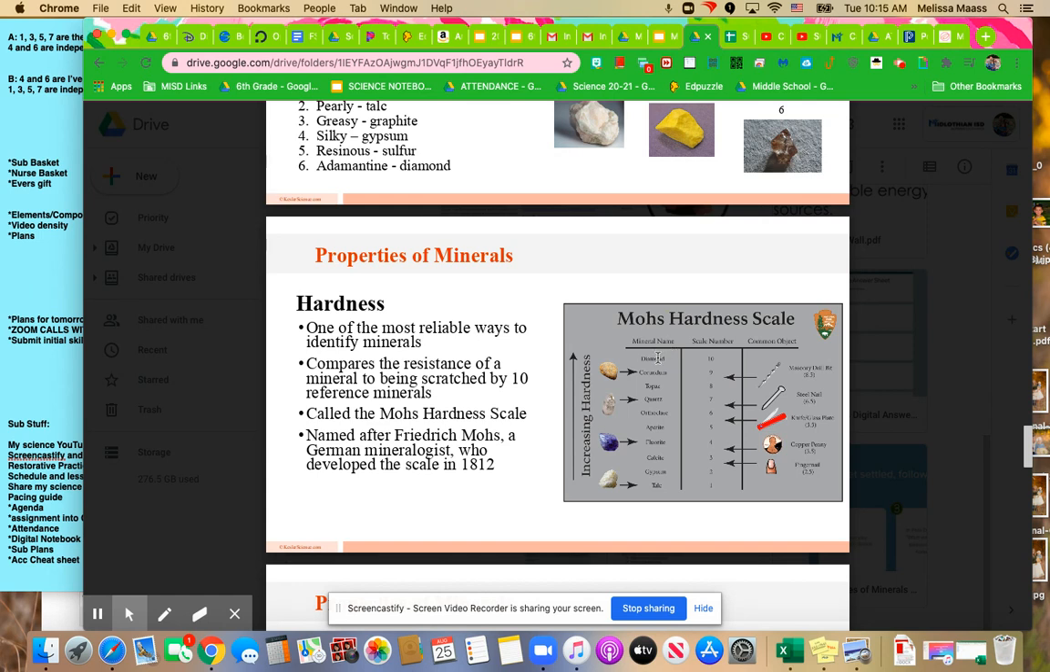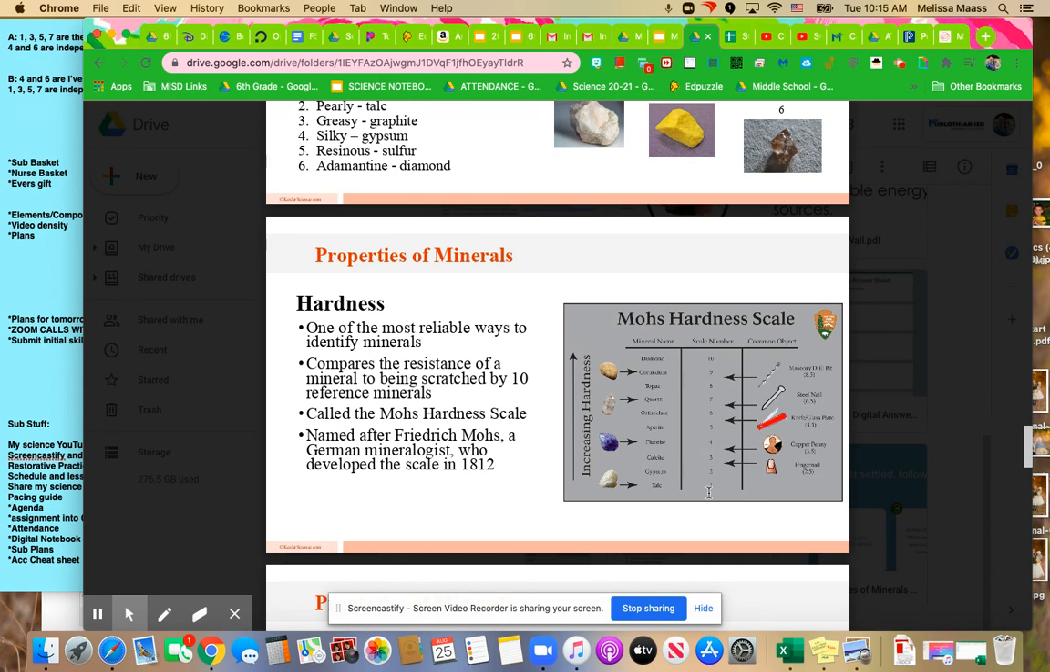So diamond can actually scratch the example minerals under it. Okay, so these are just examples. There are more out there, of course, but these are examples for the hardness scale that we're talking about. So diamond can scratch all these ones below it, but nothing's going to scratch diamond because it's the strongest. Okay, the one on the lowest level is talc.